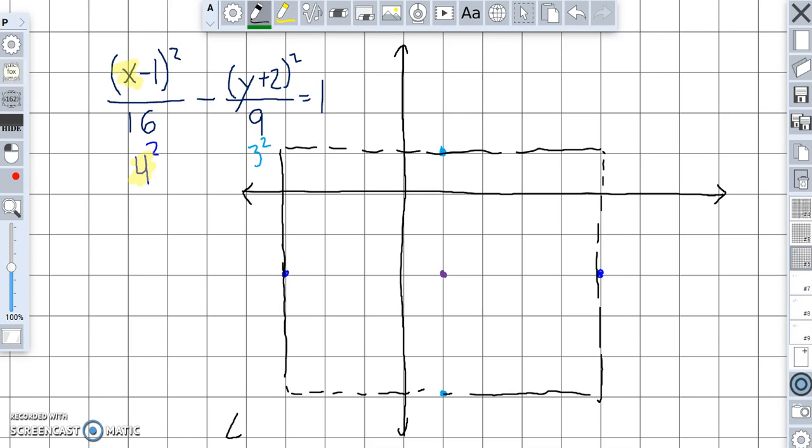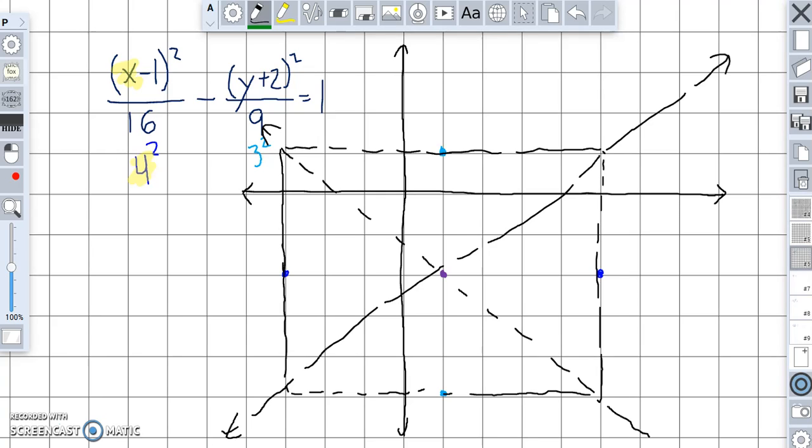My asymptotes are going to cut through the diagonals of this box. One asymptote is going to look like that, and the other asymptote is going to look like that. I could finish graphing the hyperbola now, but I really don't have to. I found my asymptotes, and this video is about how to find the equations of the asymptotes. This is the graph of the asymptotes. Now I need to figure out the equations.